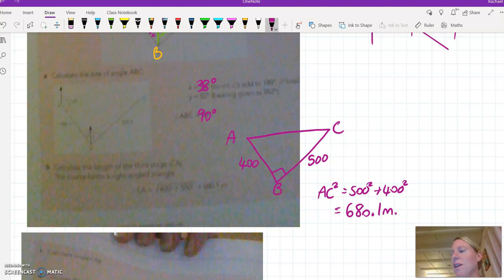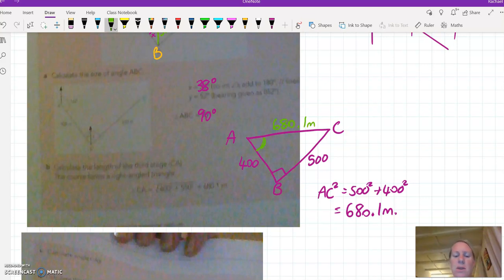Let's have a look at the next. There's another two questions related to our orienteering course. So now we want to calculate the angle CAB. Okay, CAB, the A is in the middle, so we want to know what this angle here is. You now know more about this. You know that this is 680.1 meters.